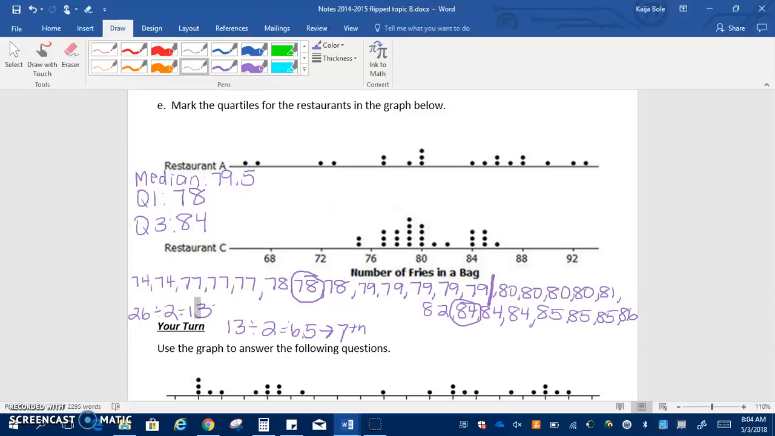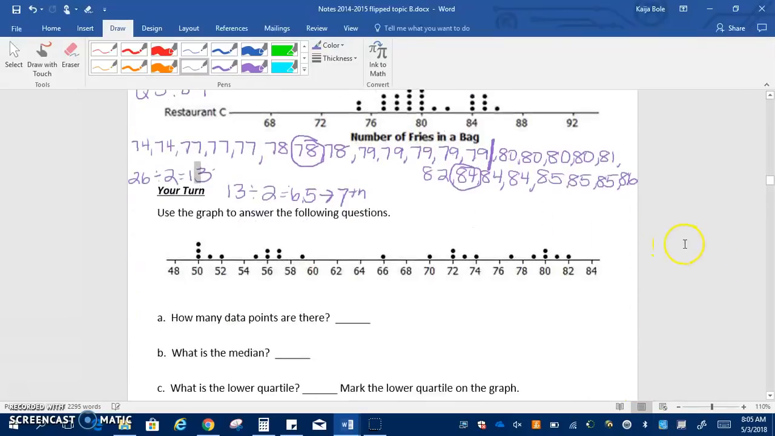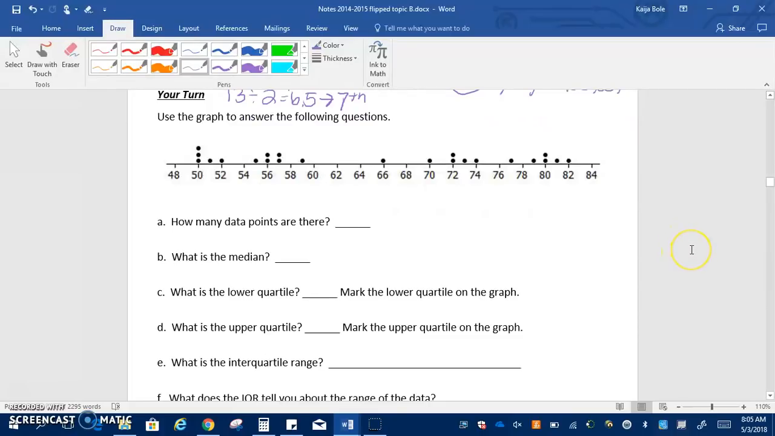Okay? So then to find the interquartile range, the IQR, we take our upper quartile, 84, minus our lower quartile, 78, and we end up with 6. I know that was a little confusing. We're going to do another one. Same thing, use the graph to answer the questions.